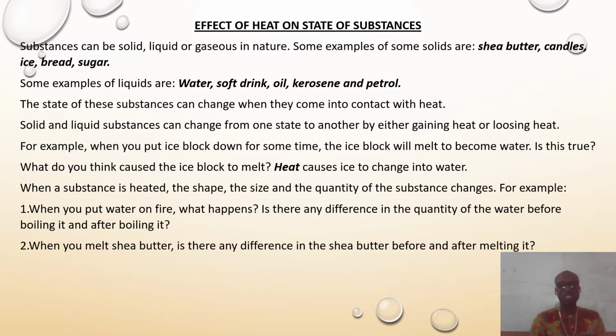When a substance is heated, the shape, the size, and the quantity of the substance changes. For example, when you put water on fire, what happens? Is there any difference in the quantity of the water before boiling it and after boiling it? You realize that after boiling your water, the amount of water reduces. Also, when you melt shea butter, is there any difference in the shea butter before and after melting it?